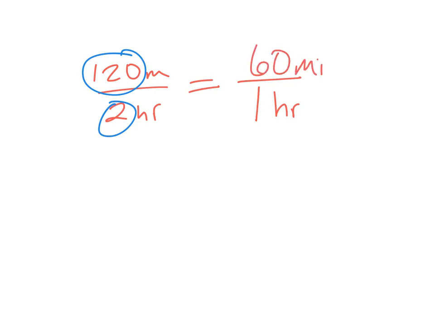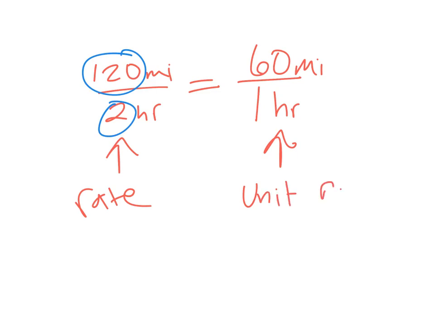60. So this was a rate. This is a unit rate, meaning I've simplified it to be over 1. And this is more than just miles per hour. It's any time you're dealing with a rate.